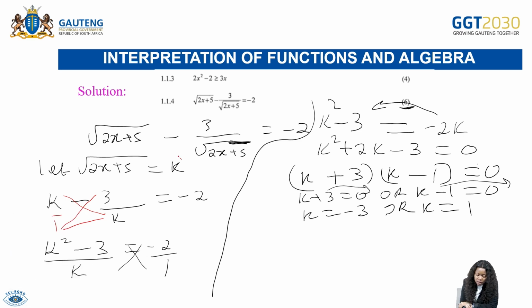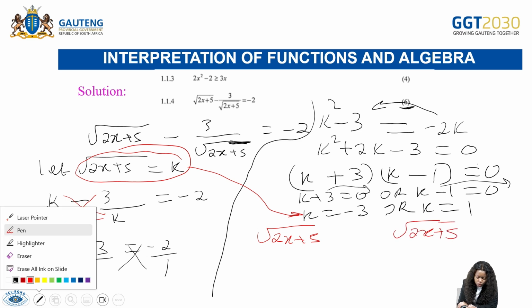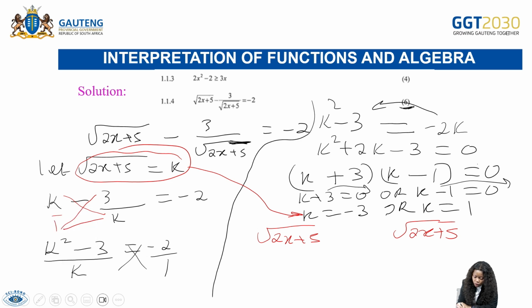So it means you still need to substitute back the square root of 2x plus 5 to where there is k. So where there is k here, you'll say it's the square root of 2x plus 5. Where there is k that side, you'll say it's the square root of 2x plus 5. If you don't do that, you lose the marks. So it is equal to negative 3, and also it is equal to positive 1.